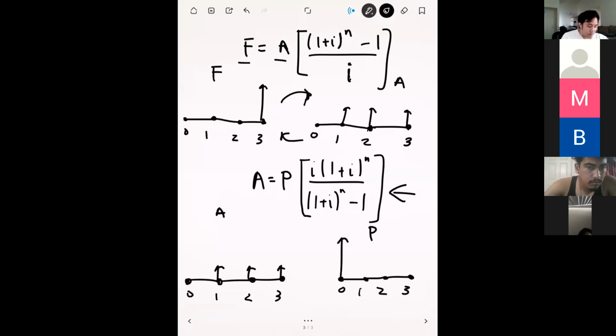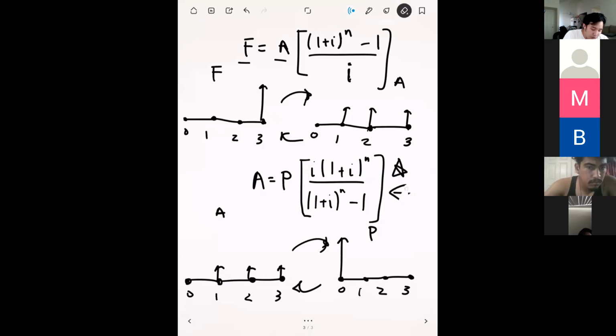And then the P in this case represents just a single lump sum in the present day. You can use this formula to convert between these two. Right after this, I'll do an example that illustrates a pretty common situation where you would use this formula.